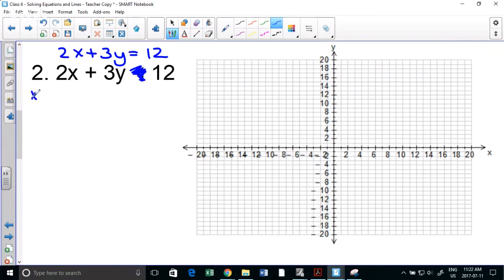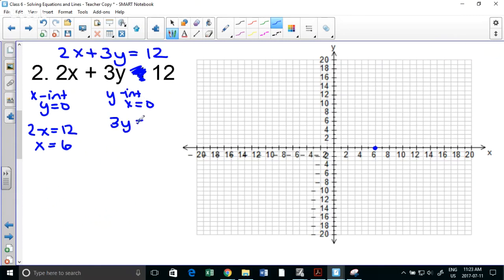So if I have the x-intercept, that's when y is 0. So this part disappears. So 2x equals 12. So x is 6. That's my x-intercept. My y-intercept is when x is 0. So this part disappears. So 3y equals 12. So y is 4. So that is my second point.